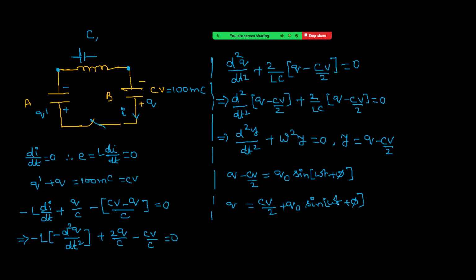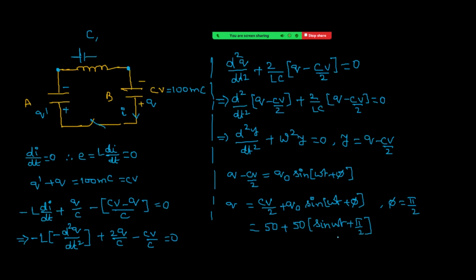That means when t is 0, the phi value should become how much? 90. If this is 90, then this value will be maximum, right? That means from this condition, phi equals 90. So it is now CV by 2, that is 50, plus 50. The phi value we got is 90. Therefore, it is now sine omega t plus 90. This is now charge as a function of time.